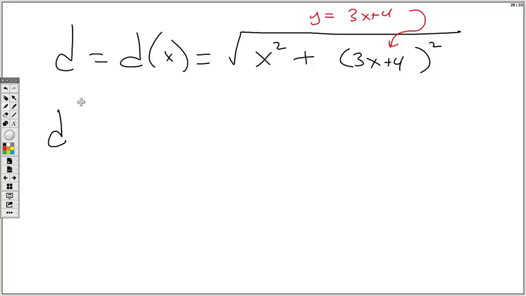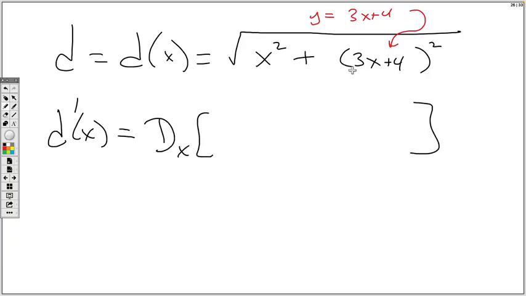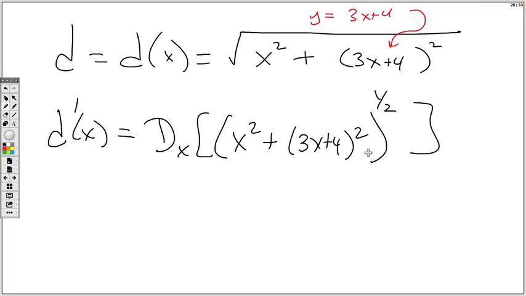Let's calculate the derivative here, d prime of x. I need to take the derivative of this. What's the first thing you would do to take the derivative of this? Instead of looking at that big old square root, you'd rewrite that square root as a what? 1/2 power x squared plus 3x plus 4 squared. And now what's the derivative of something to the 1/2 power?